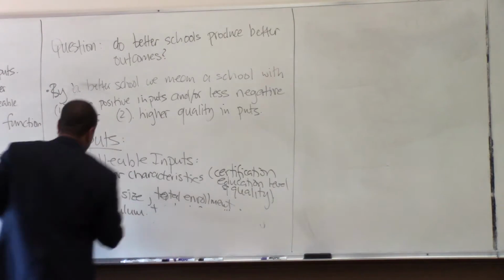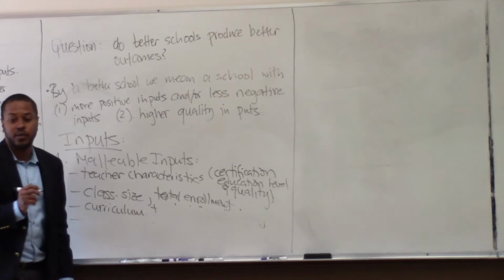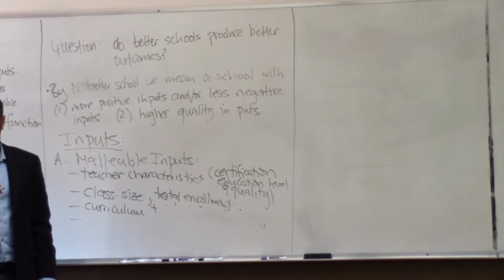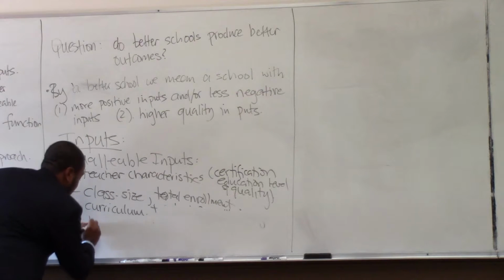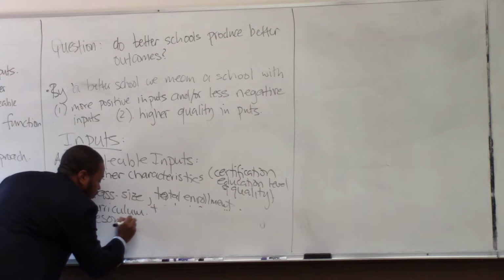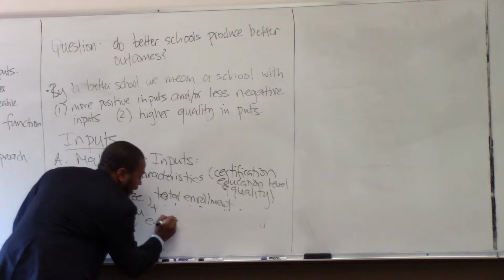Okay. There's something important that's missing from here. What else is valuable? Resources. Yes. So resources. So for example, spending per pupil.